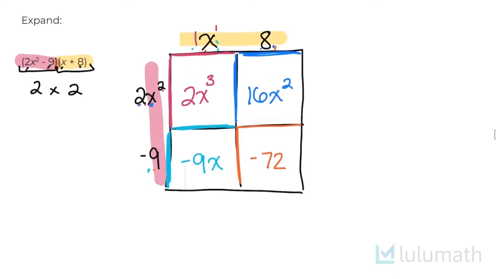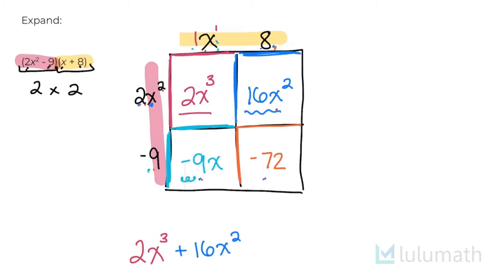All right, now let's go ahead and collect our like terms, or put together our like terms, and then we'll be done. 2x to the power of 3, nothing else has an x to the power of 3, so I'm just going to write that down. Okay, then I have 16x squared right here, and nothing else has an x squared on it, so I'm going to write that down. It's positive, so I will write plus 16x squared.